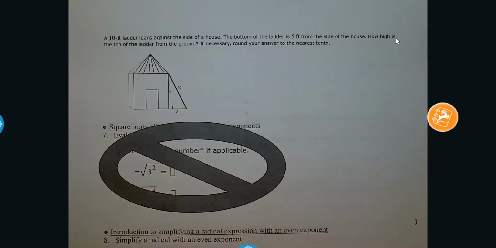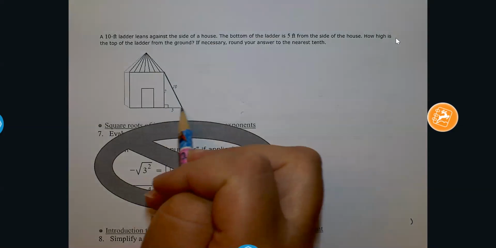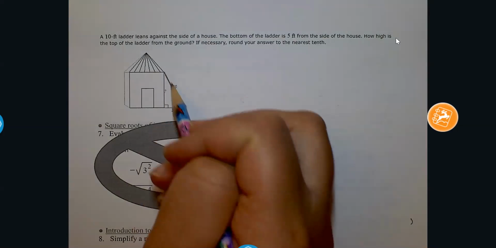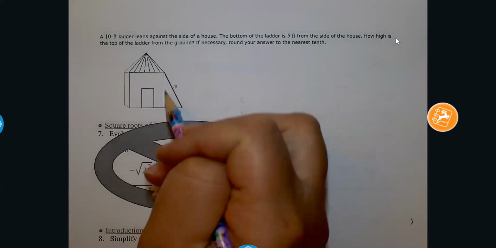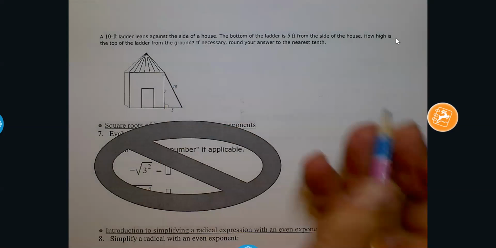It says a 10-foot ladder leans against the side of a house. The bottom of the ladder is 5 feet from the side of the house. How high is the top of the ladder from the ground? If necessary, round your answer to the nearest tenth. So we have our leg of 5. I have our hypotenuse of 10. That would be the ladder. And the height of the building would be our unknown. That would be our other leg.